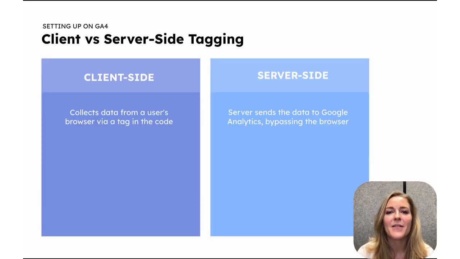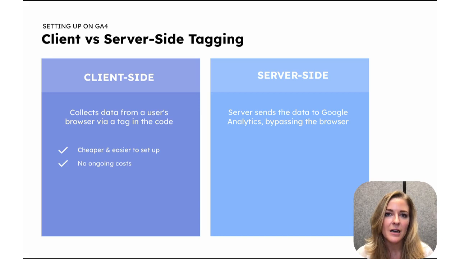So when we look at the benefits and the drawbacks of each of these options, on the client side option, we are obviously collecting that data from a user's browser through a tag in the code. This is cheaper and a lot easier to set up. Often it's just a case of copy pasting your information or your tag ID through into the native integration. So it does tend to be the most popular option. There are obviously very few, if no, ongoing costs with that. It's usually included in the platform you're using, or it's relatively cheap and easy to integrate. But we do have that 10 to 20% discrepancy issue simply because we are passing that information through the browser.